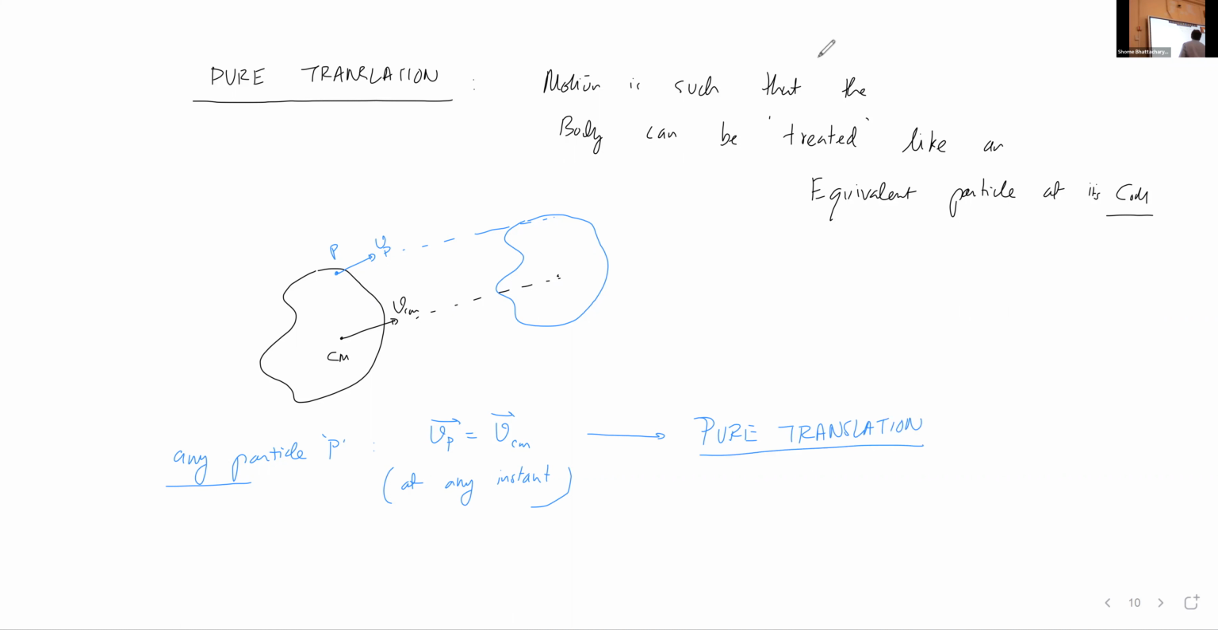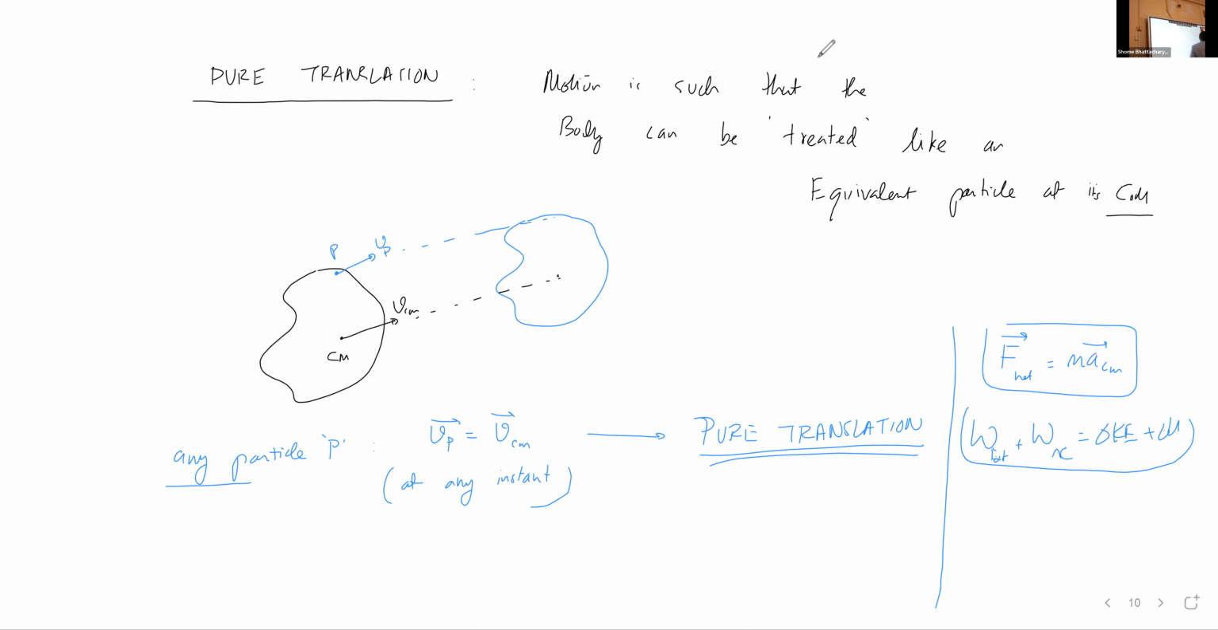Okay. And for pure translation, we have all these equations: net force is equal to mass into acceleration of center of mass. Work done by external forces plus work done by non-conservative force is change in kinetic energy plus change in potential energy, where we define kinetic energy as half m v_cm square. So all this applies to pure translation.